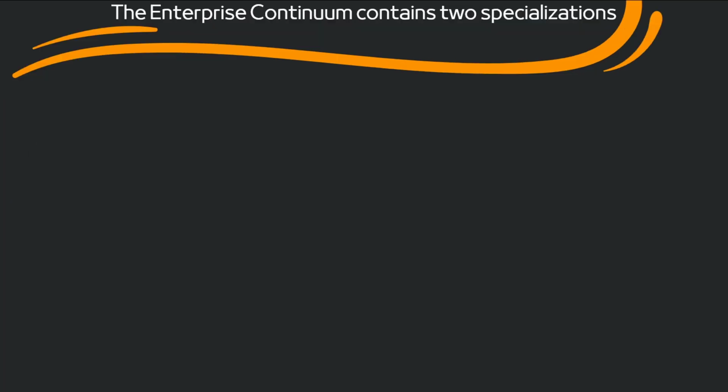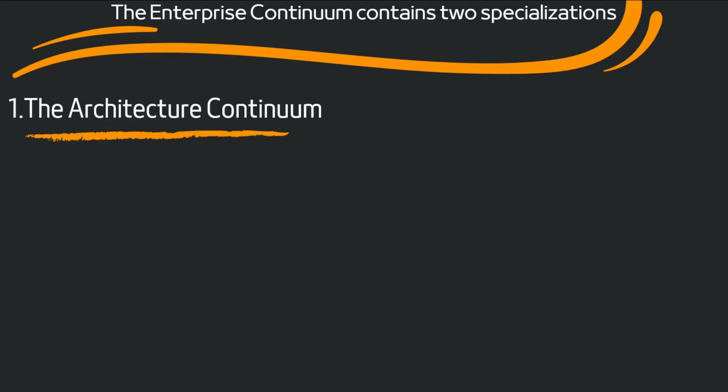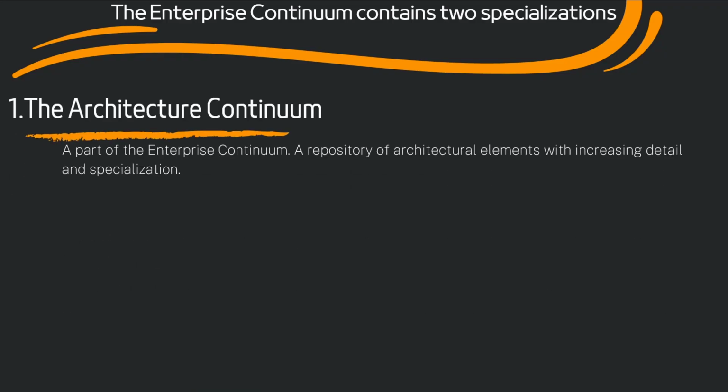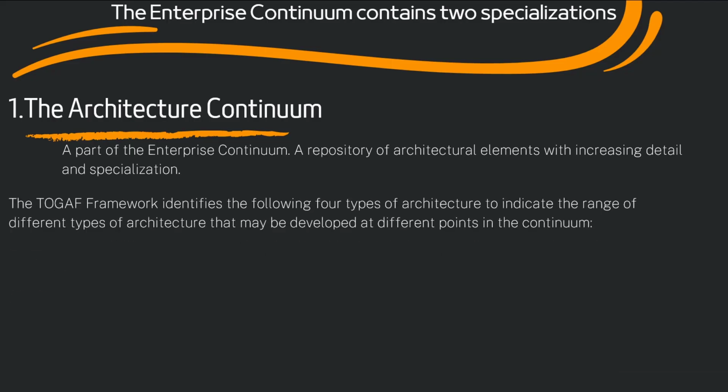The Enterprise Continuum contains two specializations. The Architecture Continuum, a part of the Enterprise Continuum, a repository of architecture elements with increased detail and specialization. The TOGAF framework identifies the following four types of architecture to indicate the range of different types of architecture that may be developed at different points in the continuum.